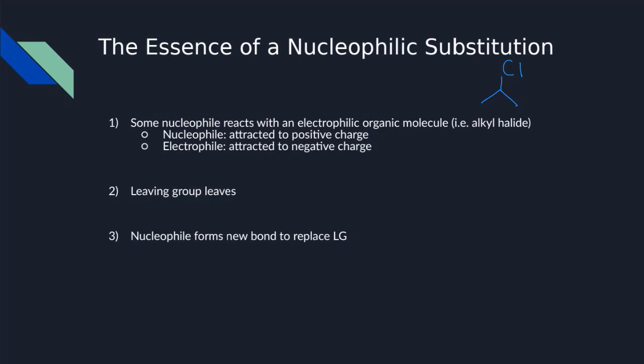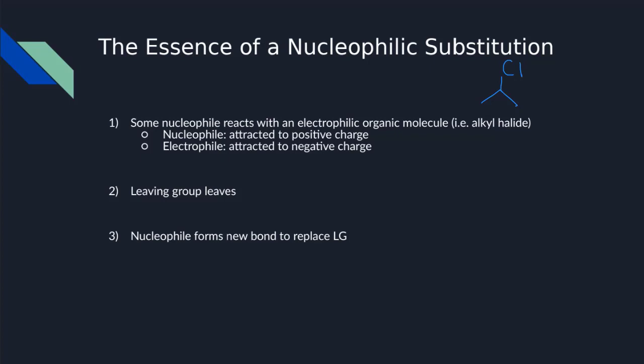And nucleophiles, some basic definitions for this are that nucleophiles tend to be attracted to positive charges. They tend to have a lot of electrons. They're electron rich. They're trying to give away those electrons. Our electrophiles, on the other hand, are typically more electron deficient. They are attracted to that negative charge. They want those electrons. So, a match made in heaven. They both need what the other has. So it's perfect.